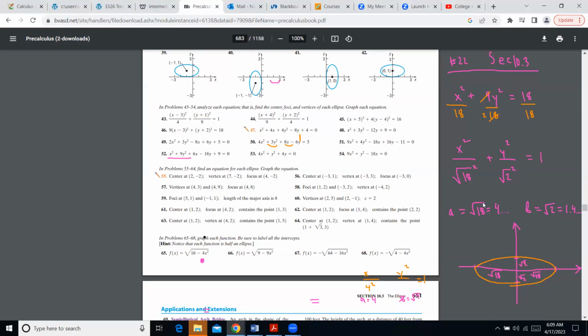Now the center of the ellipse does not have to be at the origin, like in exercise 46. We have some numbers subtracted from x and from y, and that's what determines the actual center of my ellipse. So let's see, x minus 3 squared. And also we add to it y plus 2 in the parentheses squared. And this is equal to 18.